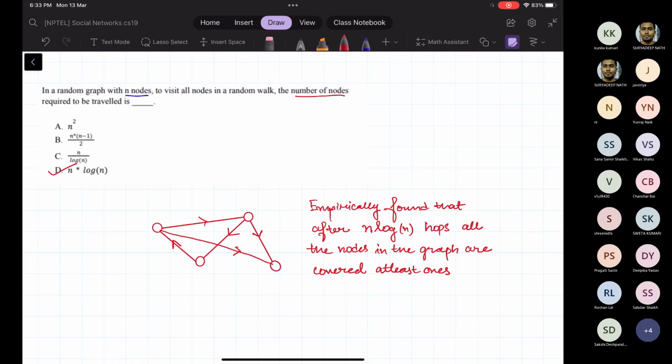So you can generate the entire graph, like how to collect the web graph. In n log n steps you can generate the entire graph with its structure, with the edges as well. So n log n is the number of hops, the number of nodes required to be traveled, basically the number of hops you have to take to visit all the nodes. So the right answer is option D.